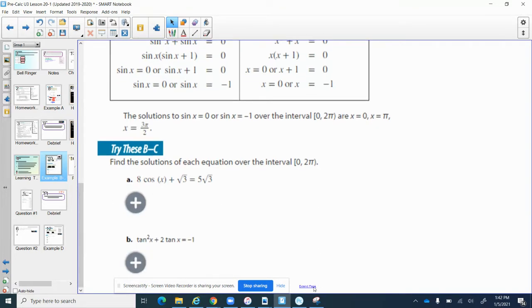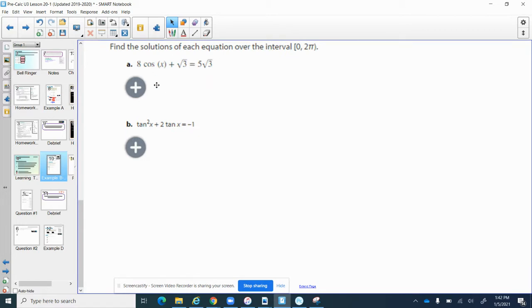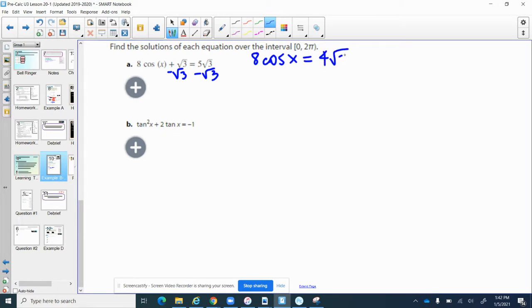So to solve for part A, again, think about this in terms of algebra. What would you have to do first? Well, we would start by moving the 8 cosine of x. We try to isolate that by itself by subtracting the square root of 3 from both sides. Now, things get a little tight here work-wise, so you may want to do this in the My Notes section so you have enough room. If we subtract 1 square root 3 from 5 square root 3, we now have 4 square root 3's. Divide then by the 8 on both sides to get our cosine of x isolated.